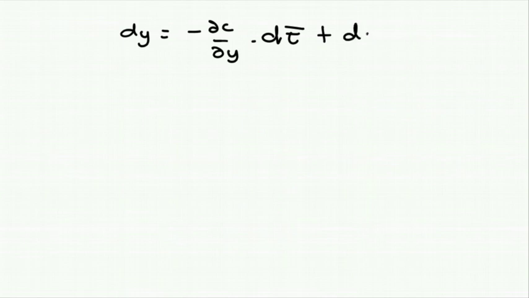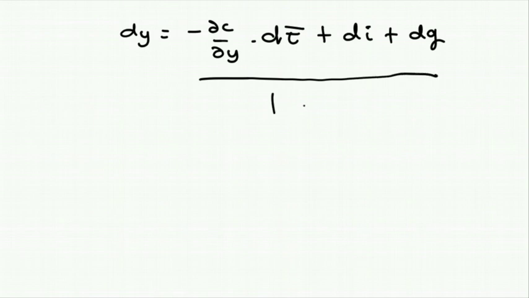when we want to derive spending multiplier, specific types of spending multiplier. So we have dy equals to minus delta c over delta y times d tau plus di plus dg over 1 minus delta c over delta y.